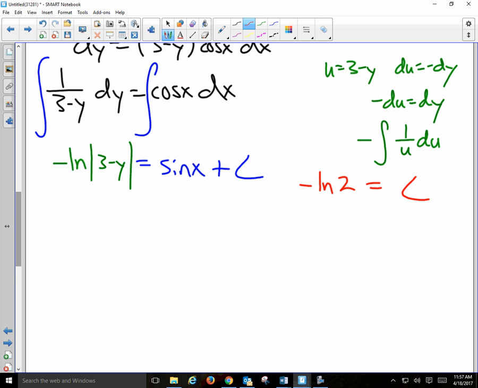Are we all okay with that? So now we have negative natural log of the absolute value of 3 minus y is equal to sine of x minus the natural log of 2.